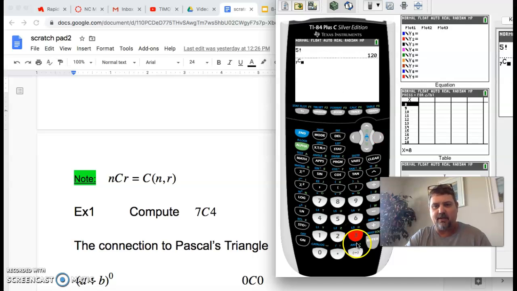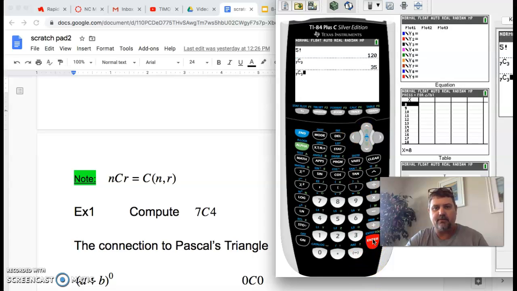Oh, this has got a neat way of writing it. I don't know if our yellow calculators look like that. You'll have to let me know. All right, so that's 35. I just said 7 choose 3, not 4, didn't I? And that was a mistake. Well, it doesn't really matter at this point.